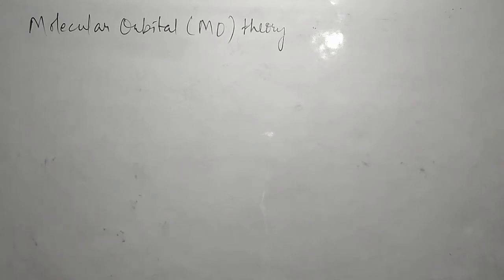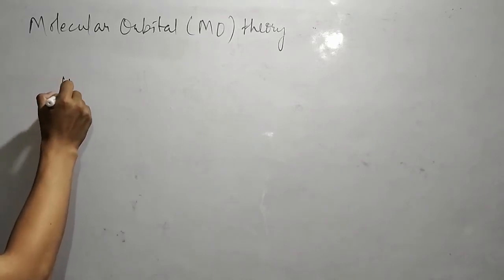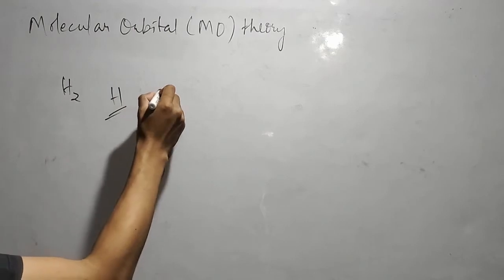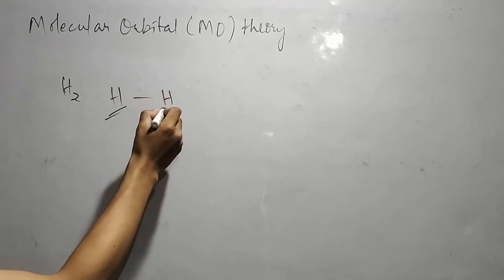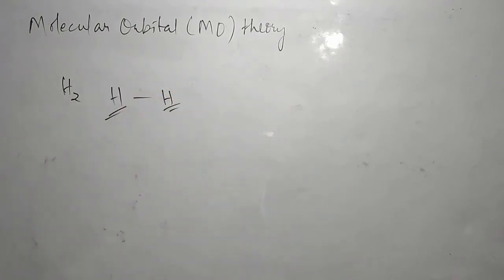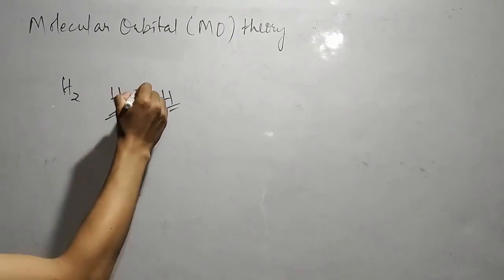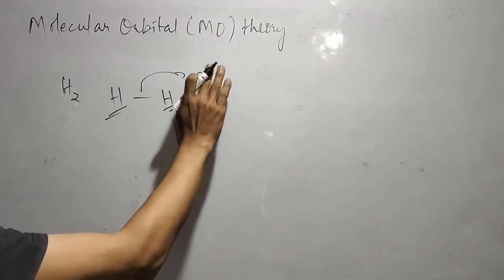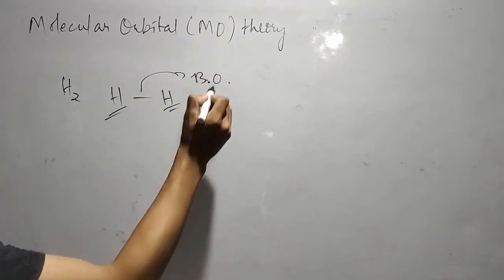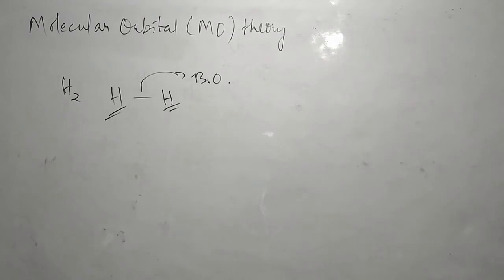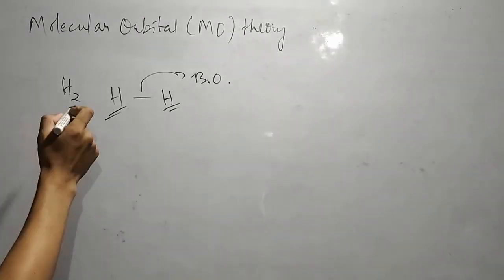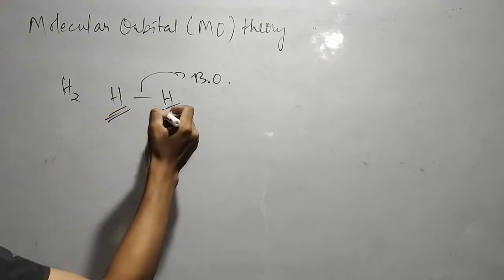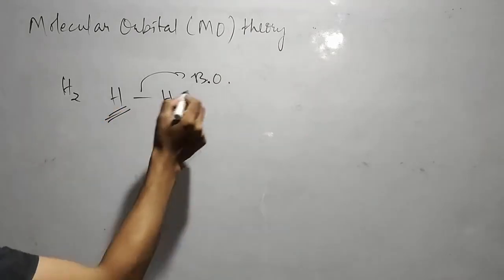Suppose we take the example of H2. Here the atomic orbital of H is combined with the atomic orbital of the other H. We shall later on calculate the bond order. So according to LCAO, it is a linear combination of this atomic orbital with this atomic orbital.